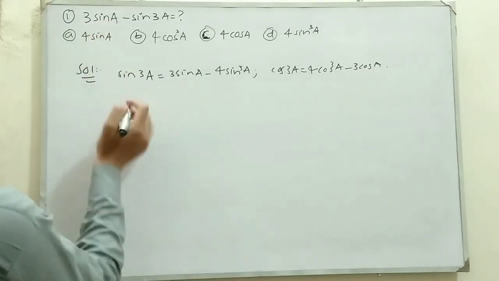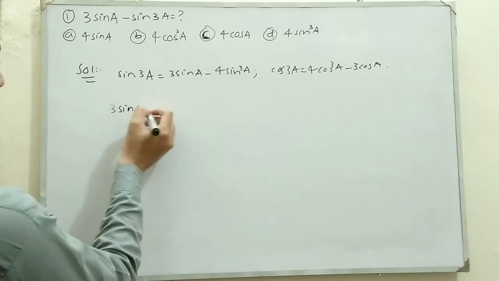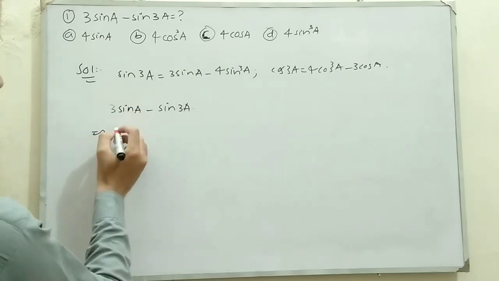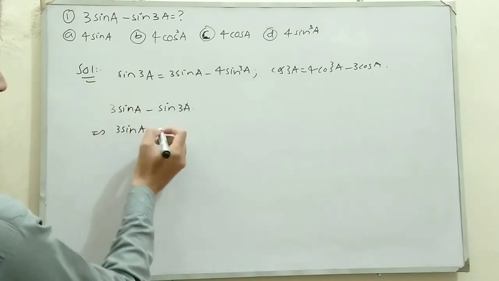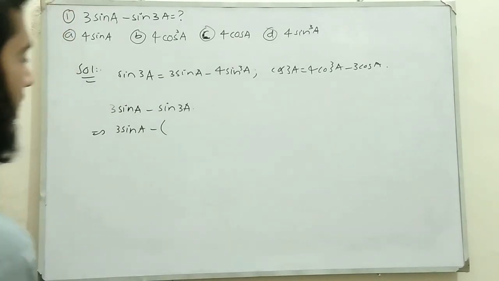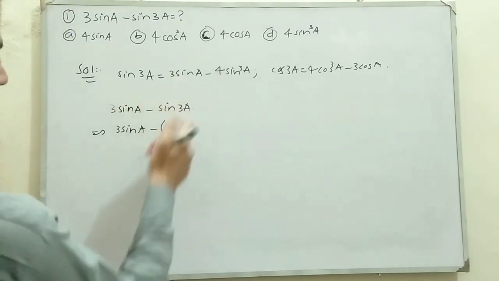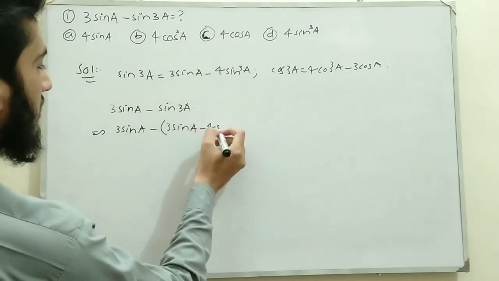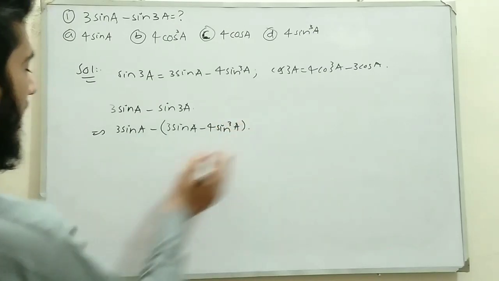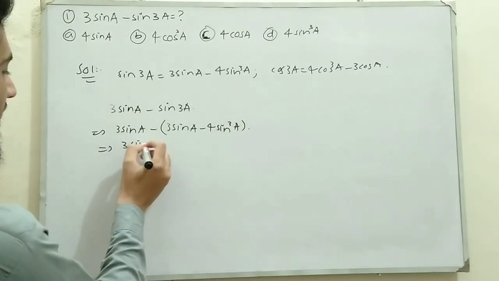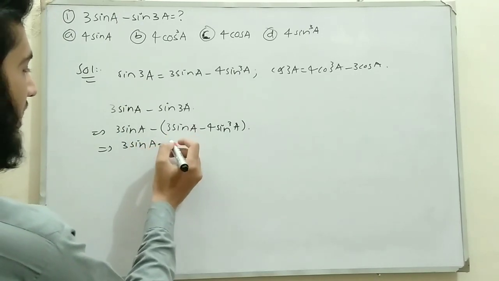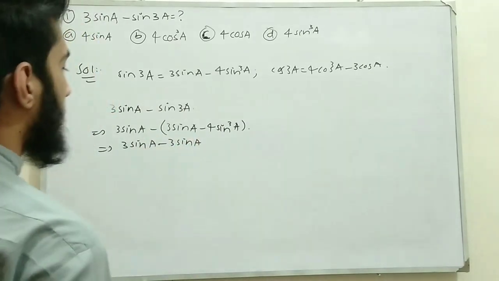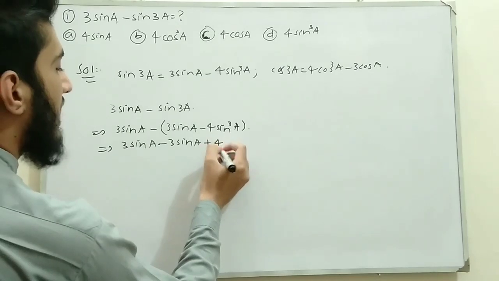So we are going to find the value of 3 sin A minus sin 3A. We bring a bracket over here because there is a minus sign. Sin 3A is equal to 3 sin A minus 4 sin cube A, so put that in. After simplifying, it becomes 3 sin A minus 3 sin A, and then minus multiplied with minus gives plus 4 sin cube A.